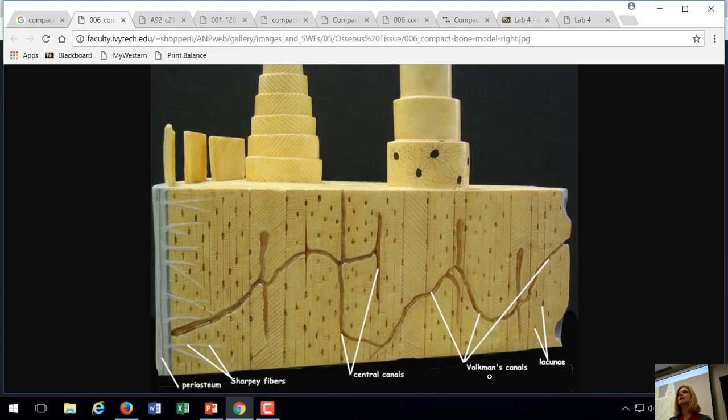So a person can get a blood clot as a result of a broken bone, and that can enter the general blood supply because these Volkmann's canals will carry that blood clot into the body, and they could end up getting clogged in an artery of the lungs, the brain, or the heart.